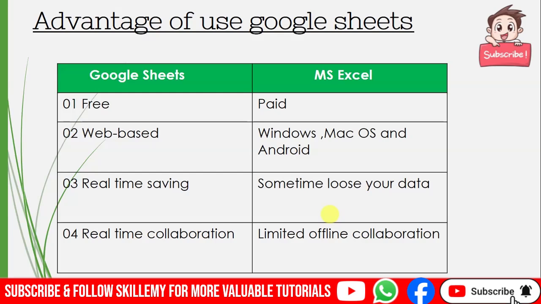The fourth and final advantage is real-time collaboration. If you use Microsoft Excel, it has limited offline collaboration. It means that if you want to share your Google spreadsheet, you can share it with your colleagues and staff in real time, right? In real time, you can share with your staff and colleagues by using Google Sheet. But Microsoft Excel is not like that. It has a limitation to collaborate with your staff and colleagues. So these are the major advantages of using Google Sheet.